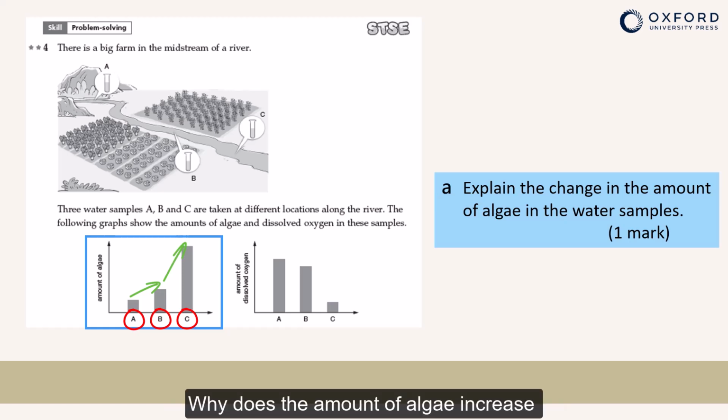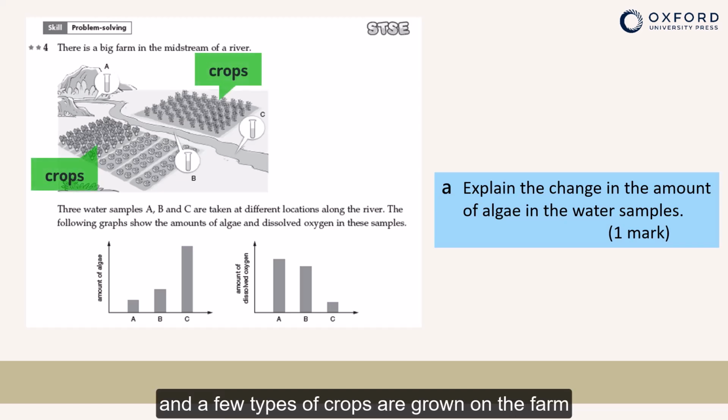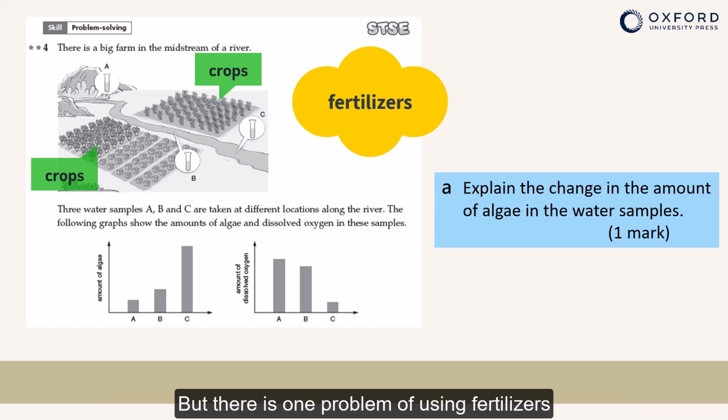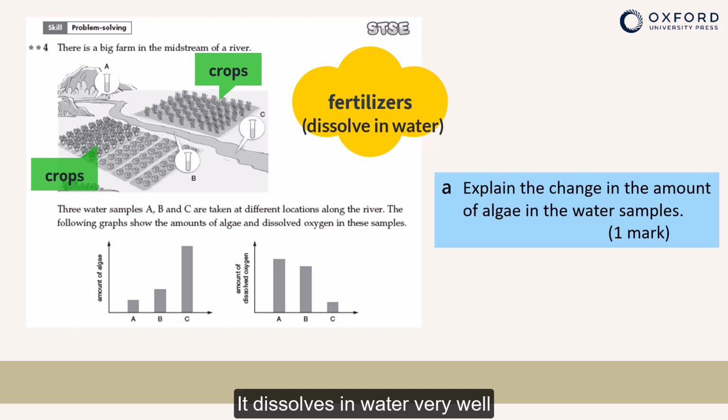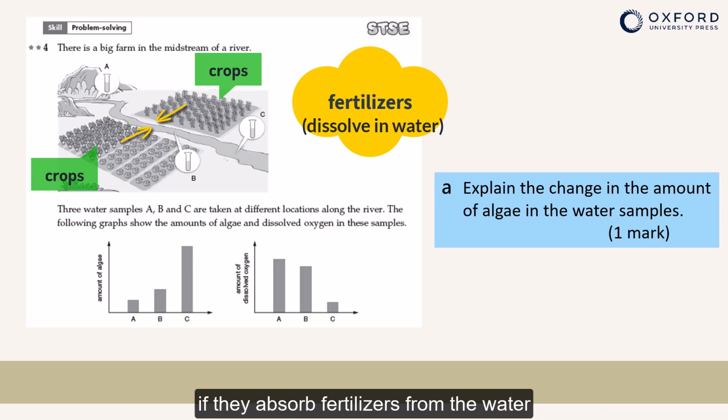Why does the amount of algae increase as the water flows from A to C? Let's take a look at the farm. The farm is built across the river, and a few types of crops are grown on the farm. To increase crop yield, farmers usually apply large amounts of fertilizers to the soil. But there is one problem of using fertilizers. It dissolves in water very well. So, when it rains, or when the crops are watered, the water can carry the fertilizers into the river. As a result, the algae in the river will also grow faster if they absorb fertilizers from the water.